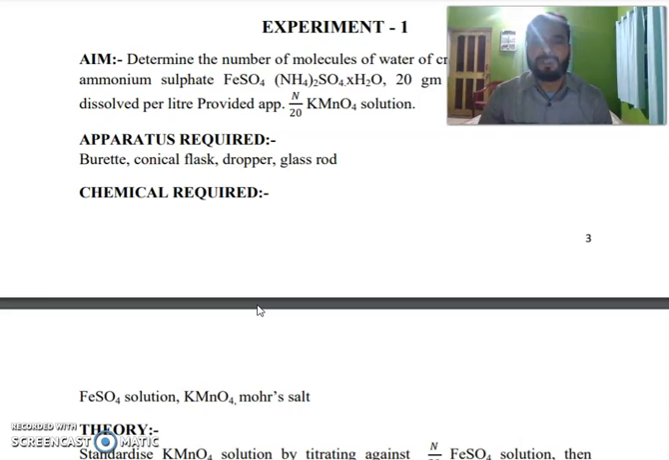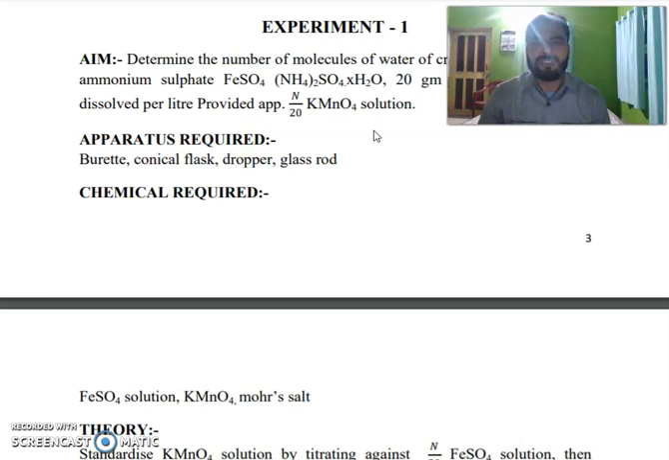Today in this video, I am going to talk about one chemistry experiment. The aim of this experiment is to determine the number of molecules of water of crystallization. You know the water of crystallization? Here you can see in this formula X is 2. So our aim is to find out how many molecules of water of crystallization are in ferrous ammonium sulphate, 20 gram of which have been dissolved per liter, provided approximately N by 20 KMnO4 solution.